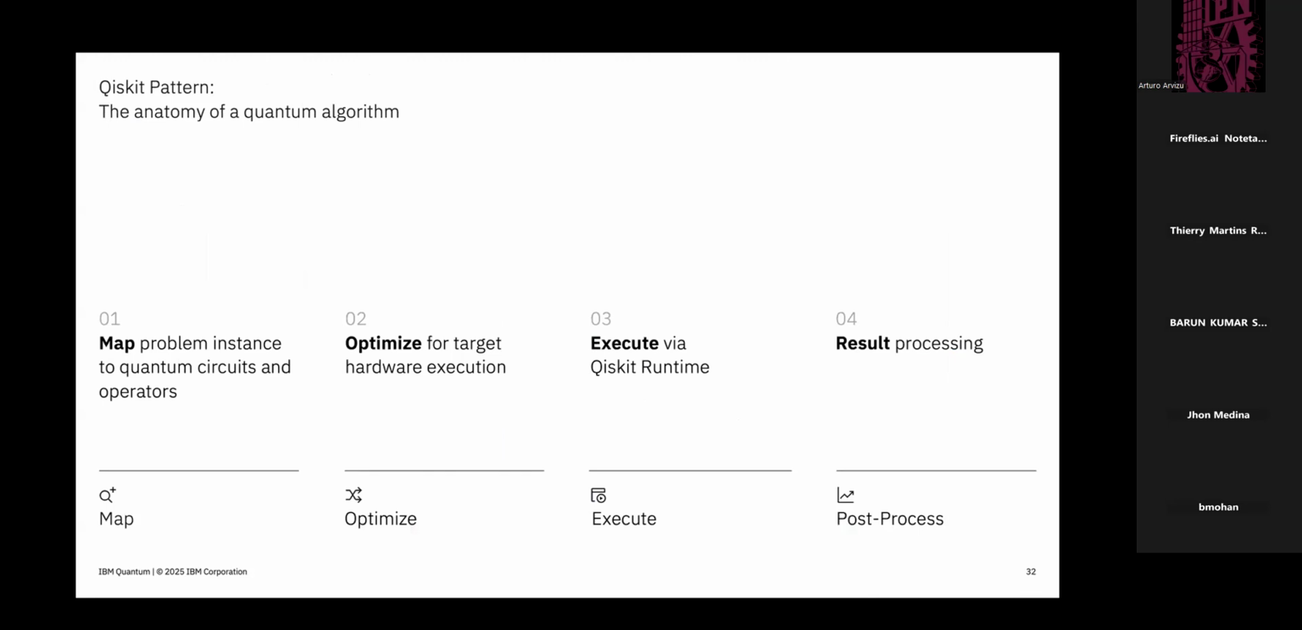We've basically broken it up into four steps. You want to map whatever problem you have at hand into something that can be represented with quantum circuits and operators. These are things that the quantum computer inherently knows how to operate with, so the native language. You want to encode your problem into something that makes sense for the quantum computer to operate on. And then we want to optimize that circuit for the actual hardware that the quantum circuit is going to run on.